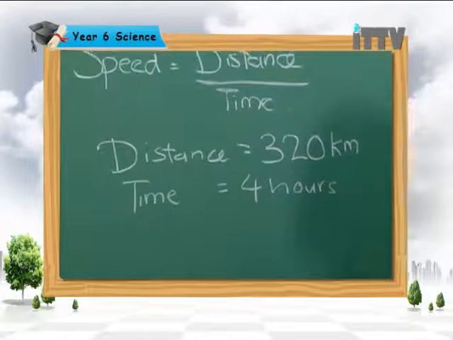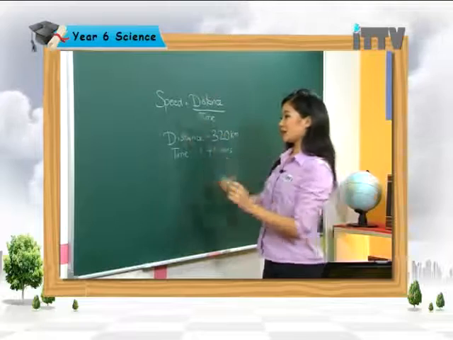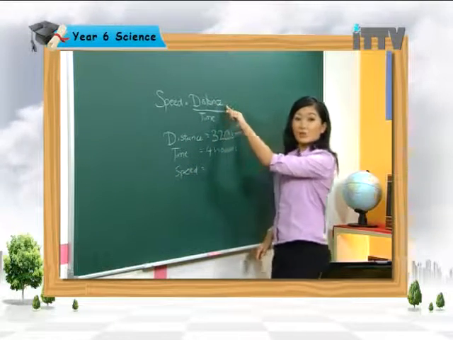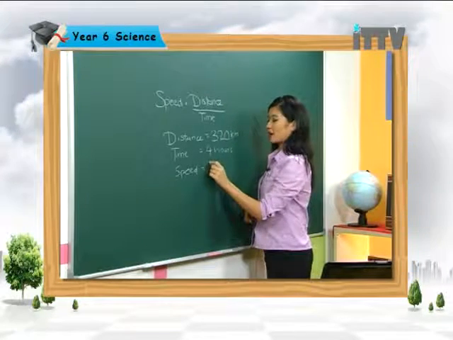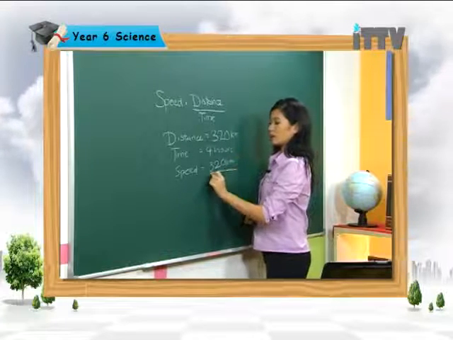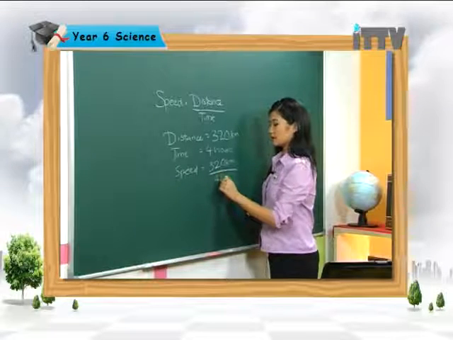So it is very easy to calculate the speed. Just follow the formula. Speed equals distance. What is the distance, boys and girls? It is 320 km. And from here, we know time is 4 hours.